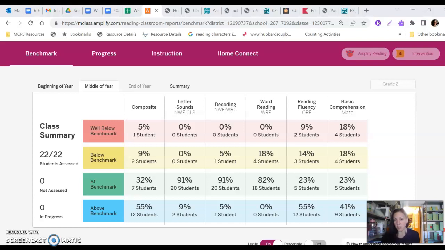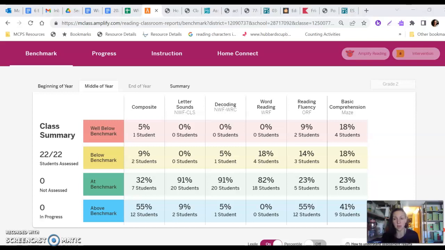I wanted to show you a couple things on your DIBELS reports page that might be helpful and remind you of a couple things as we move out of this testing window and into a progress monitoring window. Yes, I said progress monitoring window. I'll get to that in a moment. But I wanted to show you just some quick things to look at.